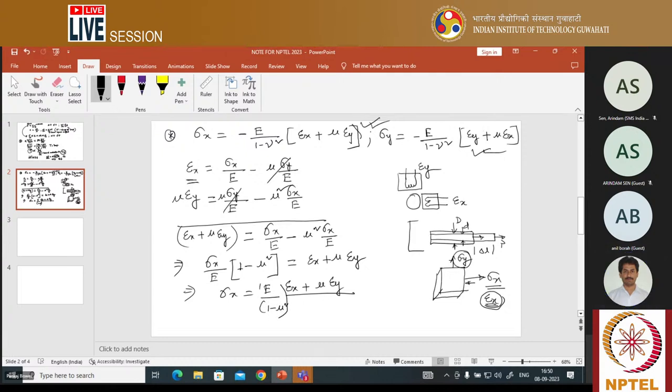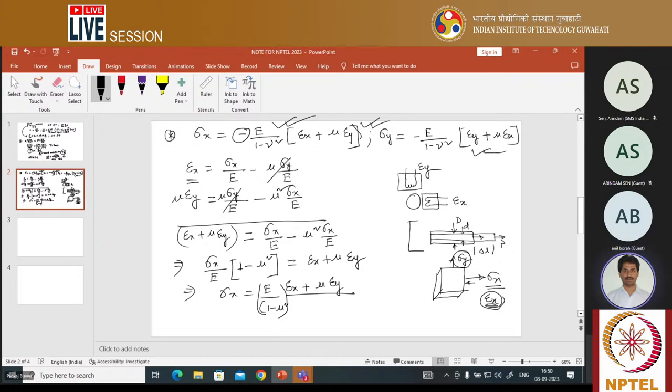The equation I am showing here is similar to the first equation, except there is a negative sign. Why is this negative sign coming? That you should know, and always keep it in mind.